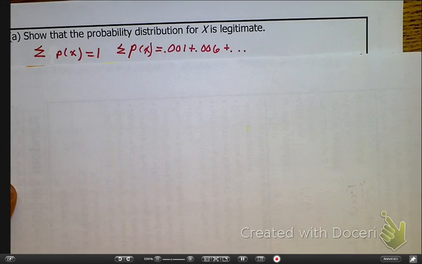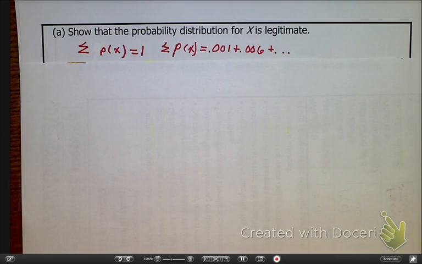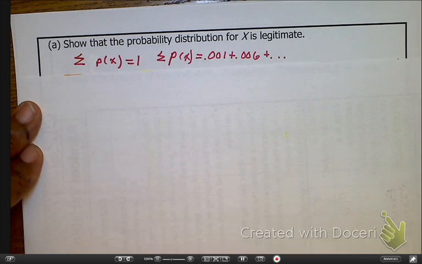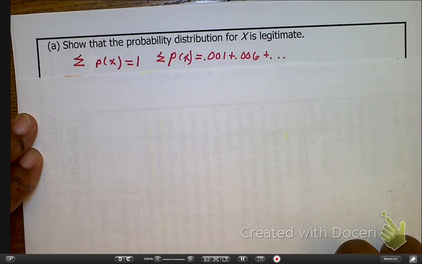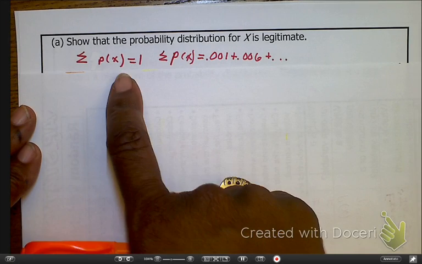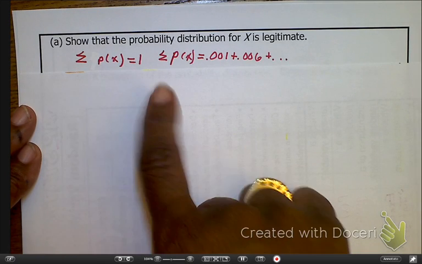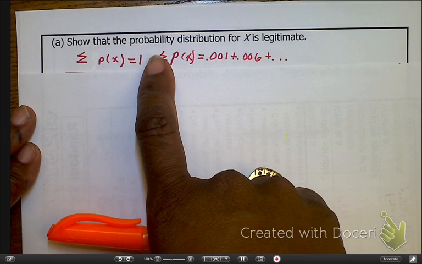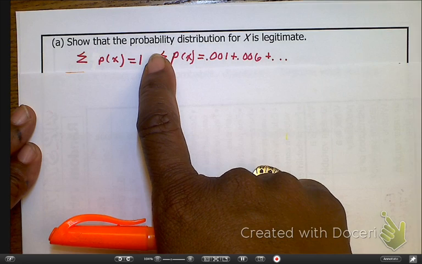So to see if it's a true probability distribution, this is the bottom line here. Just like what we did in the prior chapter, in order to determine if something was a probability distribution, all the probabilities had to add up to be 1.